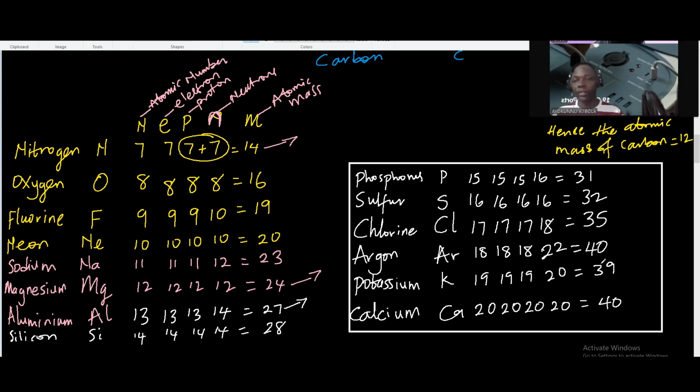Your job as homework will be to study all of them. Be able to tell me all the first 20 elements accordingly from the first to number 20, like hydrogen, helium, lithium, beryllium, boron, carbon, nitrogen, oxygen, fluorine, neon, sodium, magnesium, aluminum, silicon, phosphorus, sulfur, chlorine, argon, potassium, and calcium. Okay?